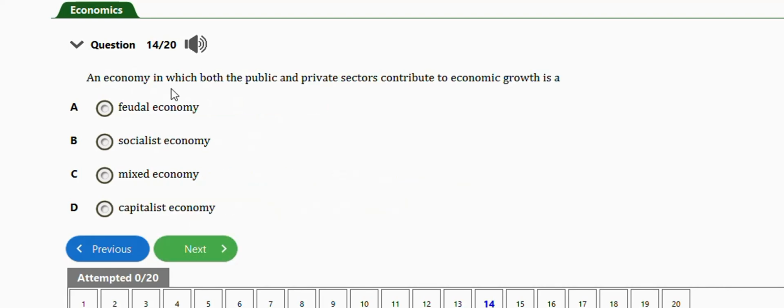It says an economy in which both the public and private sectors contribute to economic growth is a feudal economy, socialist economy, mixed economy, capitalist economy. The right answer is option C, which is mixed economy. Very, very important. The next question is this one.